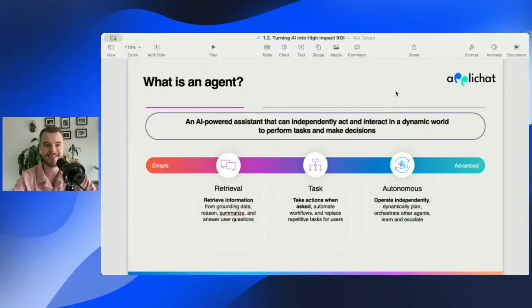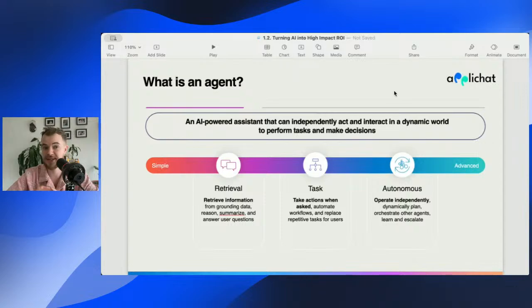So, what is an AI agent? You might have heard the term agentic AI. Well, what is that? Well, according to the Copilot creators, an AI-powered assistant that can independently act and interact in a dynamic world to perform tasks and make decisions, retrieve information, take actions, and operate independently. So they're starting to go from a chatbot where you ask questions and it spits out responses, you ask it to do things, it spits it out, to agents which can act more autonomously and make their own decisions.